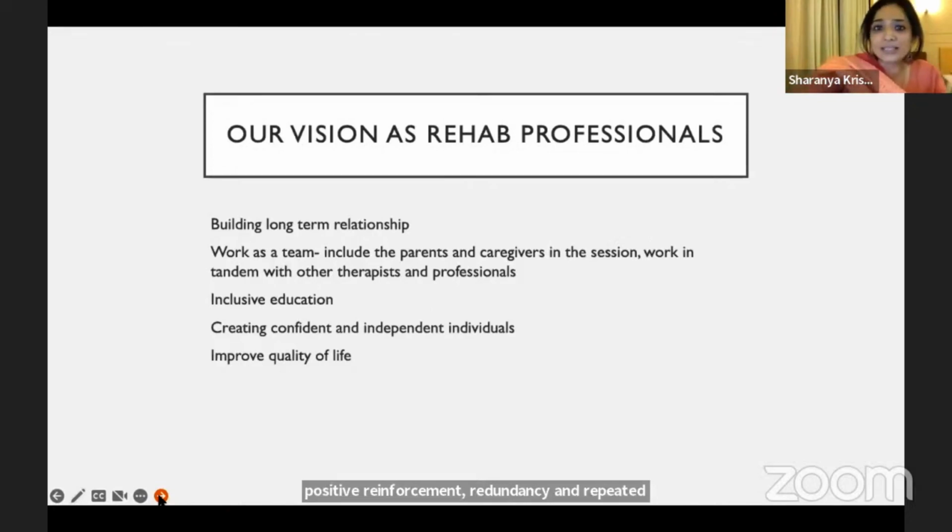So our vision as rehab professionals is to build long-term relationship with the family, work as a team, include the parents and caregivers in the session, work in tandem with other therapists and professionals. Don't do something in a tangent. Work towards inclusive education. That's the final goal.